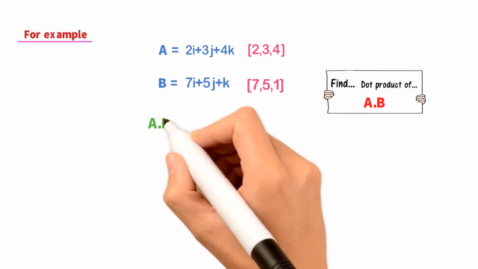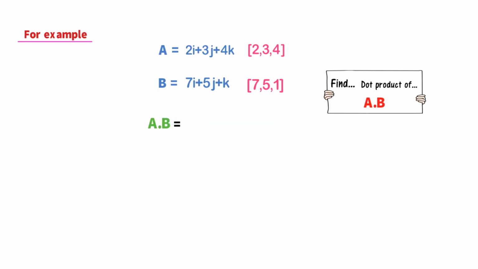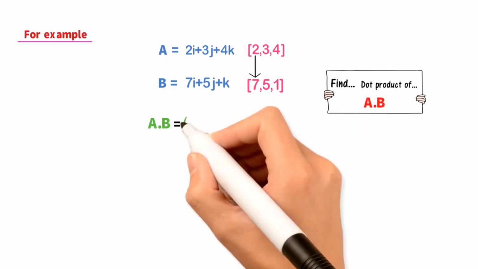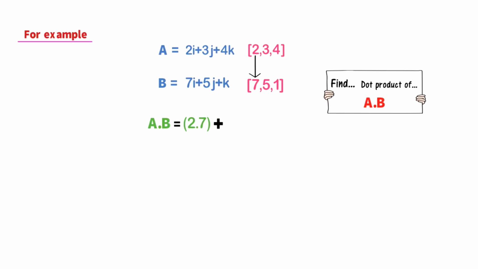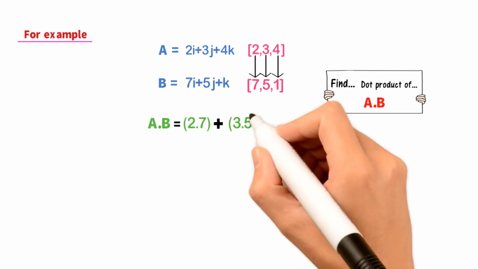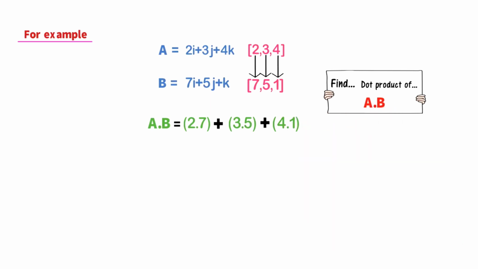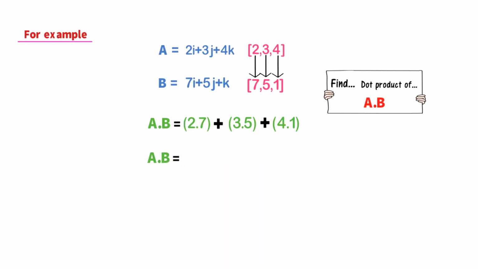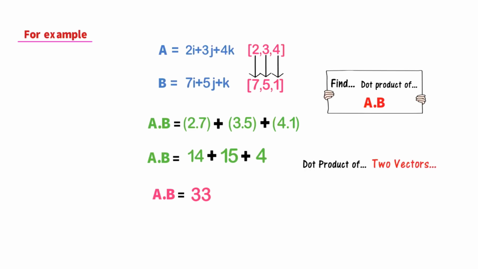Now the dot product of A and B is equal to, here again I will multiply the x component of vector A with the x component of vector B, and that is 2 multiplied by 7, plus similarly 3 multiplied by 5, plus 4 multiplied by 1. So the dot product of A and B is equal to 2 multiplied by 7, which is 14, plus 3 multiplied by 5, which is 15, plus 4 multiplied by 1, which is 4, and this is equal to 33. Remember, as I told you, the dot product of two vectors gives me a number. Now 33 is a number.